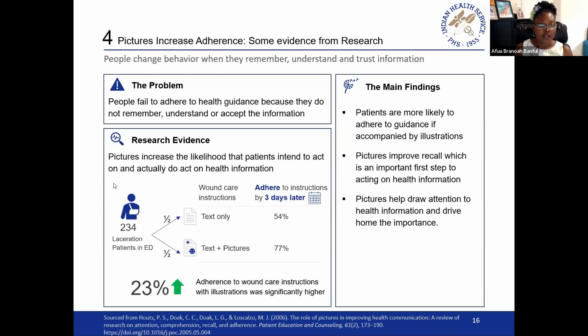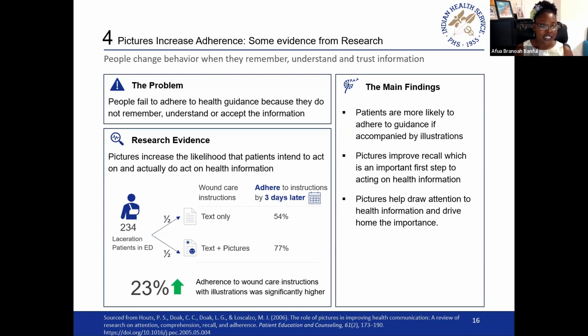Now let's talk about the conclusion, based on the research there and other research here. And this is the most important. There's evidence that having pictures in the material actually increases people's adherence.